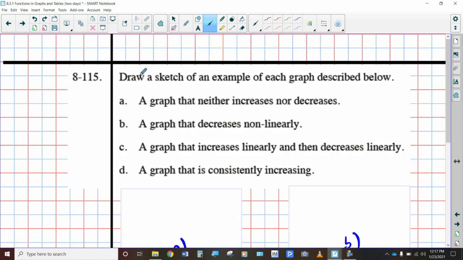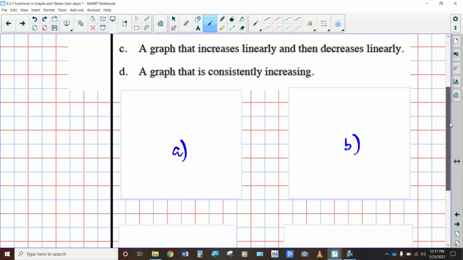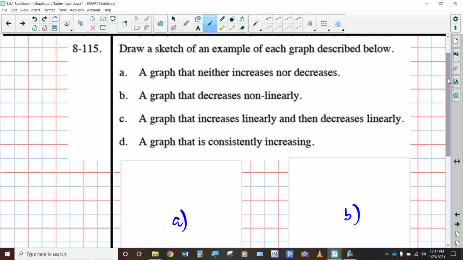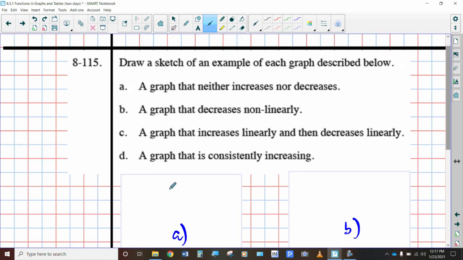Okay, so your first task here is to draw a sketch of an example of each graph that's described below. I've already created these graphs, and what I want you to do is, with your graph paper, hopefully you've got your math journal that's got the graph paper in it. If not, get yourselves some graph paper so you can make a nice, clean graph with straight lines and properly scaled axes, and draw what you think would be a good representation of each one of these situations.